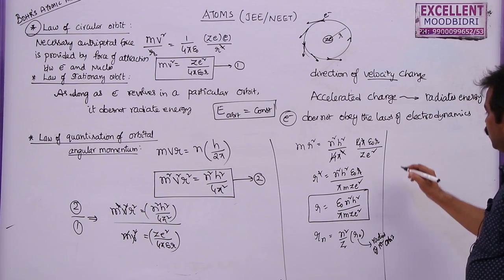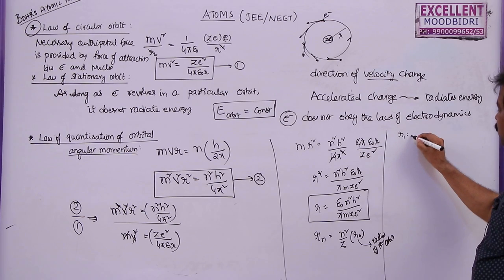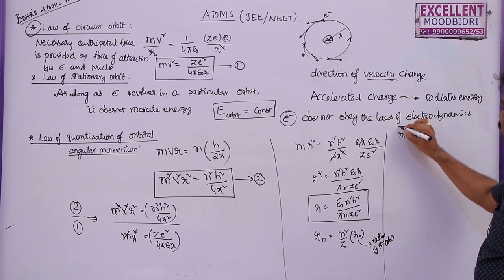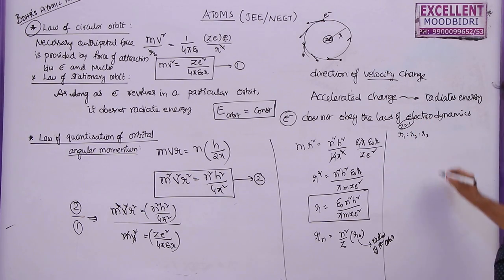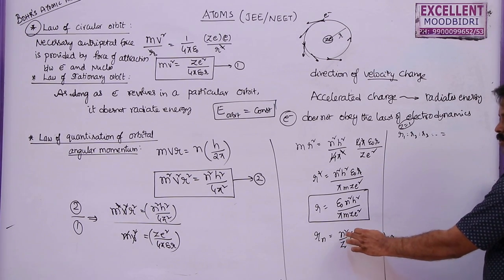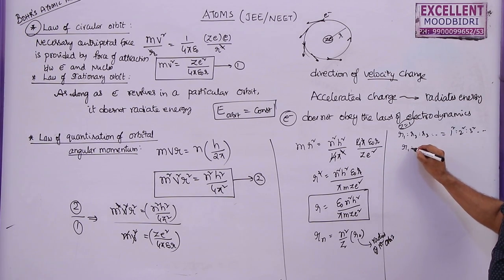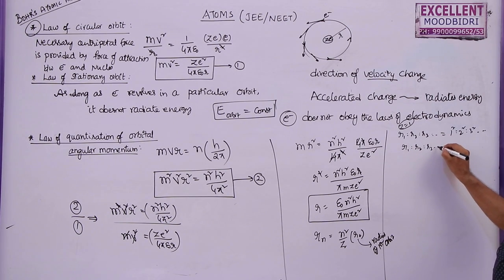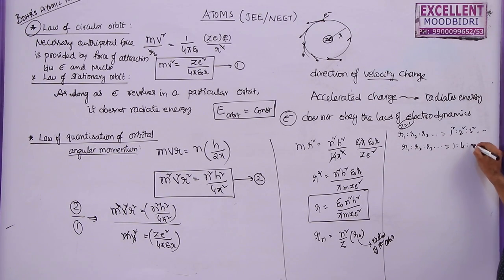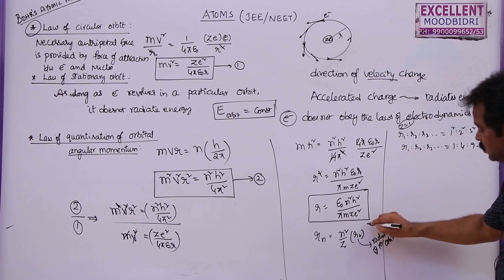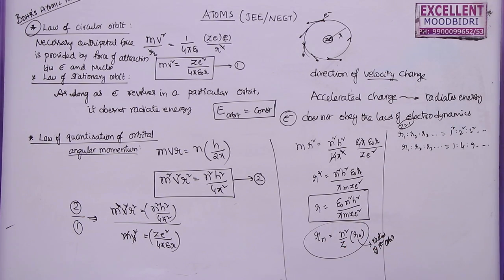So now what is the ratio of the radii of the different orbits in the hydrogen atom? For the hydrogen atom, that is for z is equal to 1, this is proportional to n square, that is 1 square, 2 square, 3 square and so on. So r1 is to r2 is to r3 and so on is equal to 1 is to 4 is to 9 and so on. So this is another important formula for the radius of the nth orbit.